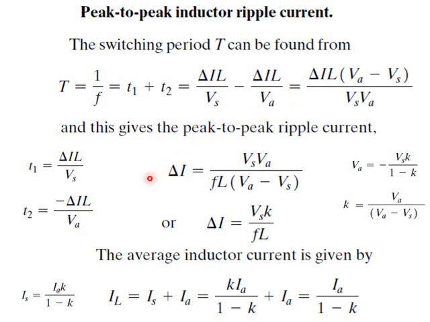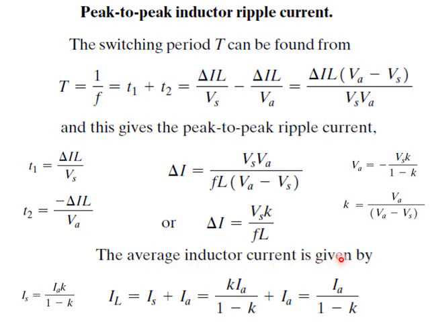So I'll take delta I on the left hand side. I get Vs into Va divided by F into L, Va minus Vs, which will come in the denominator. So delta I is equal to Vs upon FL, and Va upon Va minus Vs can simply be represented by K, using this particular formula. So K becomes equal to Va upon Va minus Vs, and delta I becomes equal to Vs into K upon FL.